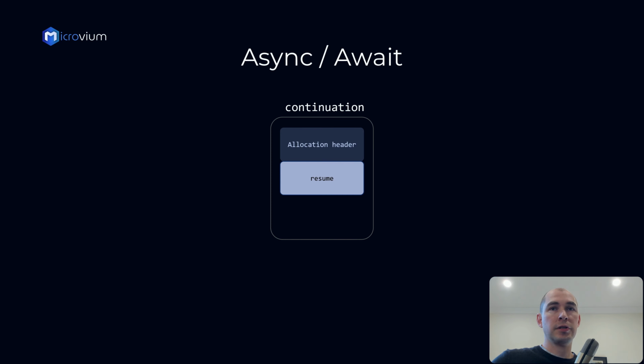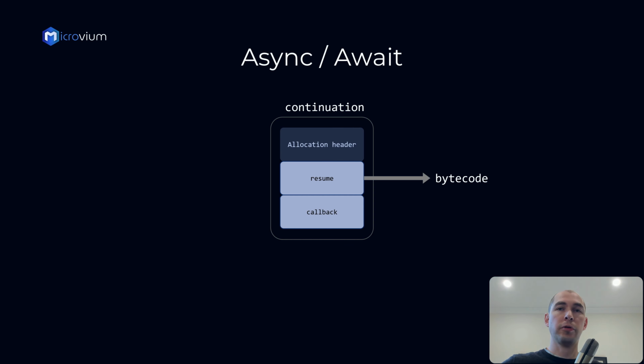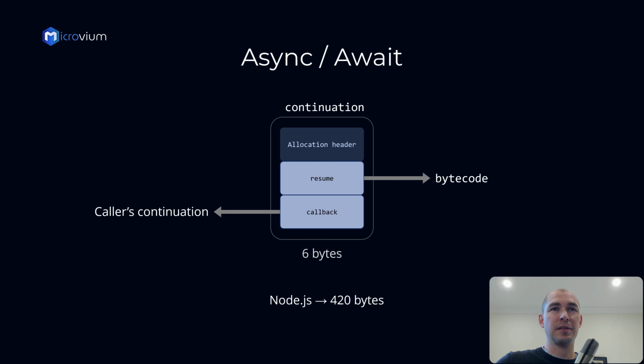Continuations have a resume pointer, which points to the bytecode address at which to resume, which would be in the middle of the suspended function. And they have a callback pointer, which points to the caller's continuation. That's 3 slots, which in Microvium is 6 bytes. As a point of comparison, I did a measurement of the size of a suspended async function in Node.js on my desktop machine, which is not a fair comparison, but it's an interesting one. And it measures to be about 420 bytes for this same example.